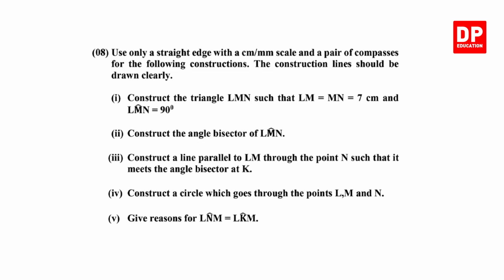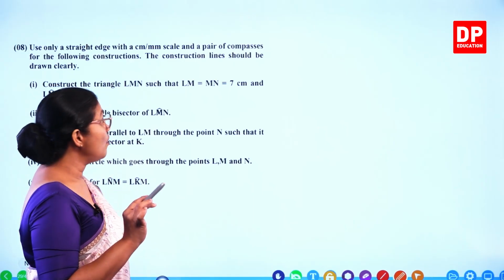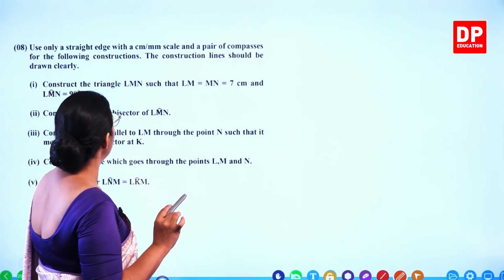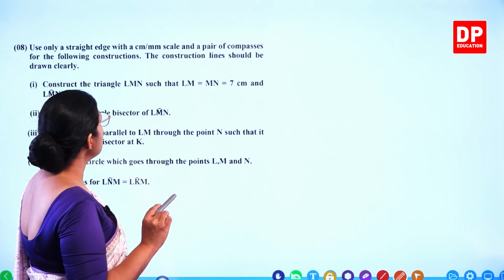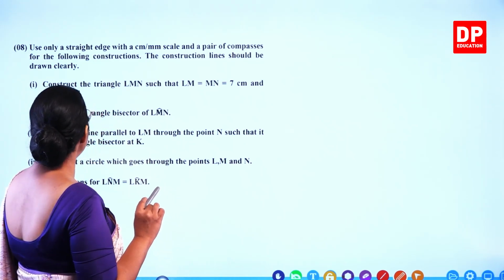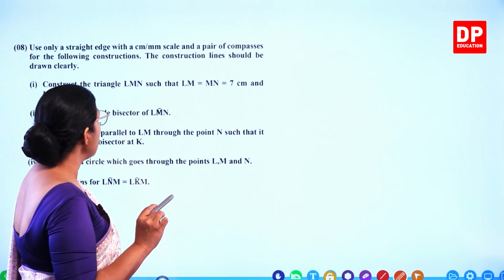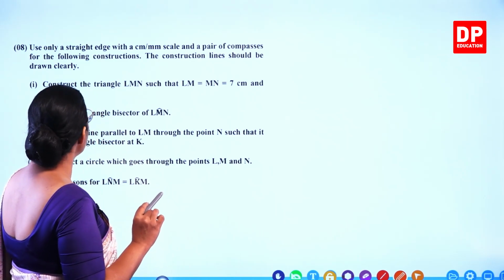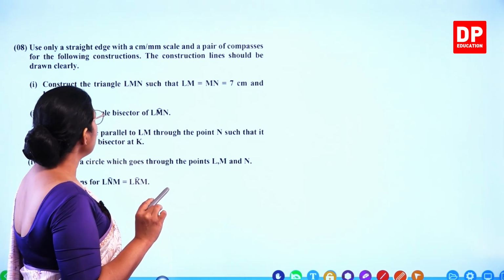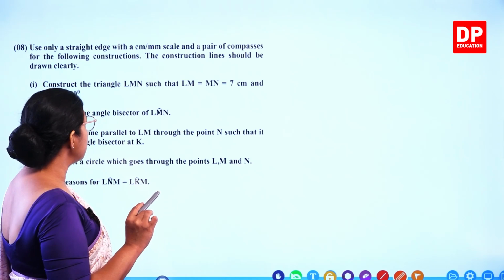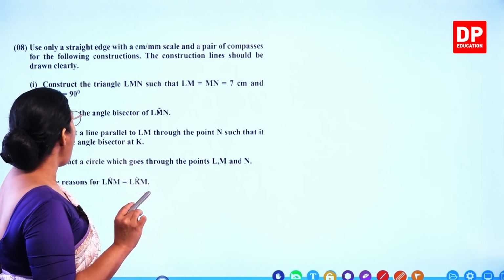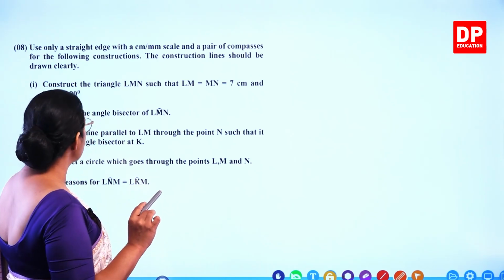Let's do question number 8, a construction question. Take the ruler and only the pair of compasses. Use only a straight edge with centimeter and millimeter scale and a pair of compasses for the following constructions. The construction lines should be drawn clearly. Construct the triangle LMN such that LM and MN equal 7 centimeters and the angle M is 90 degrees.